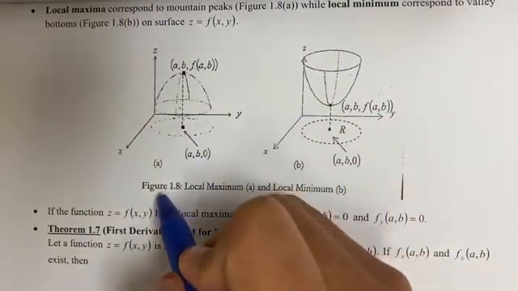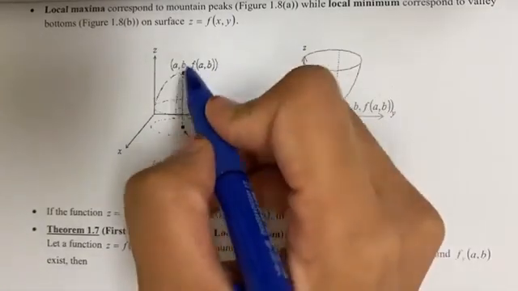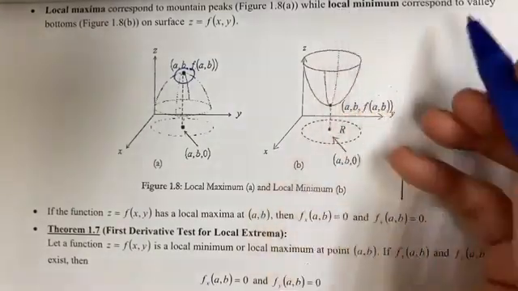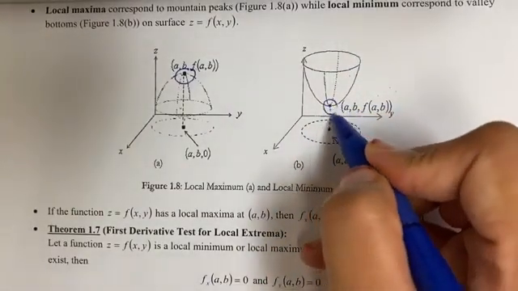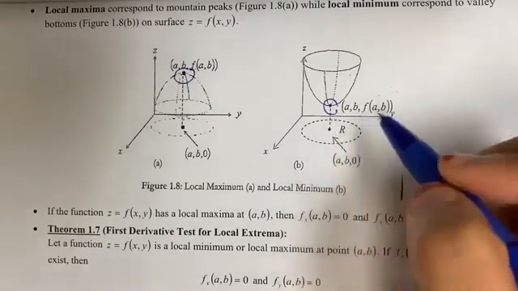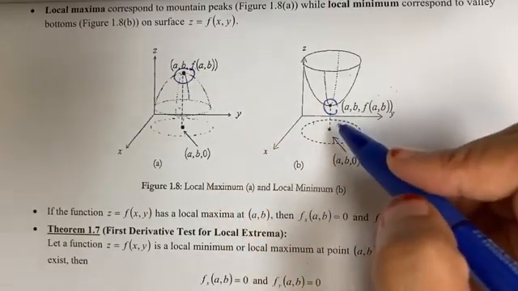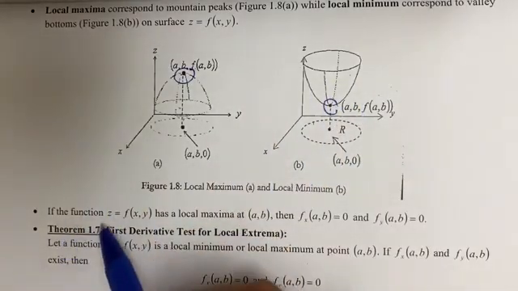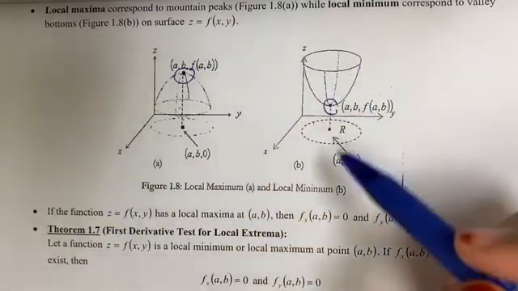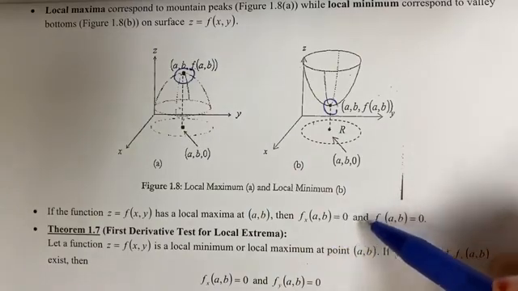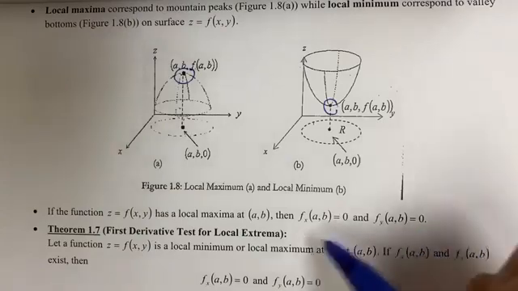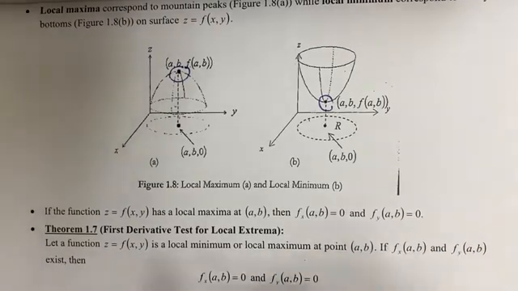If you refer to figure 1.8a, this is a local maximum. And then a local minimum is here, corresponding to the valley bottoms of figure 1.8b. So this is how you see the local maximum and local minimum. If the function z = f(x,y) has a local maximum at (a, b), then fx(a,b) equals 0 and fy(a,b) equals 0. This is given by theorem 1.7, the first derivative test for local extrema.